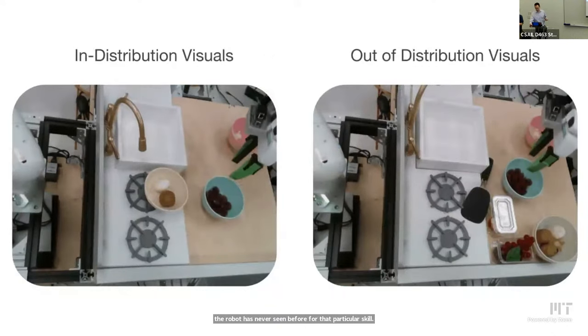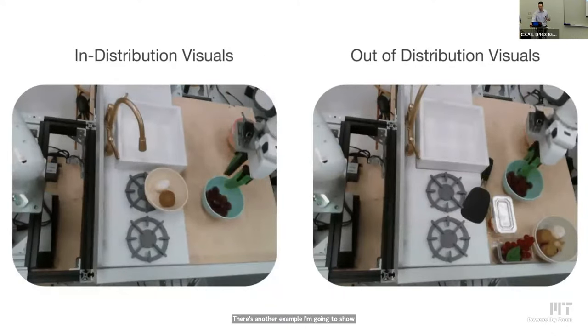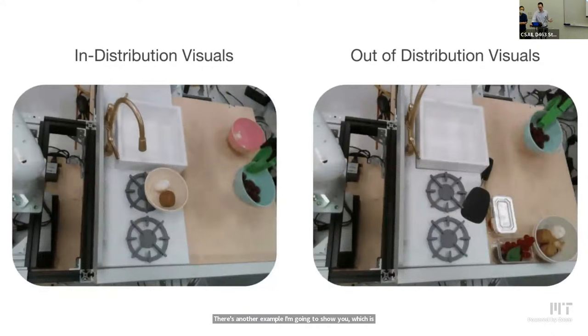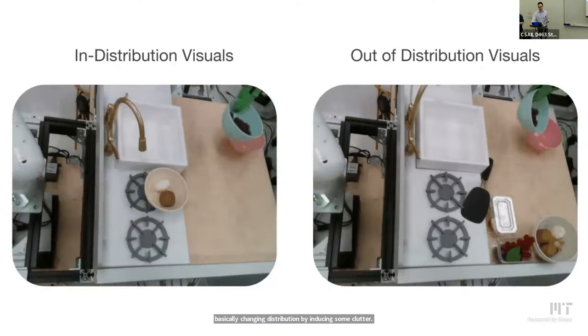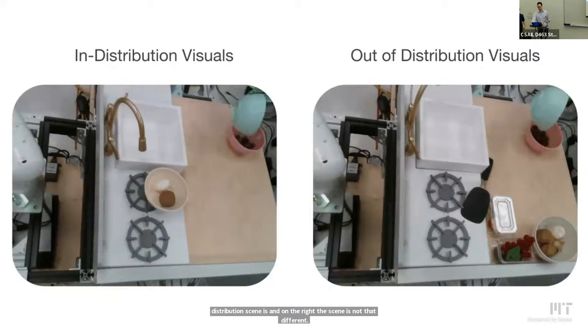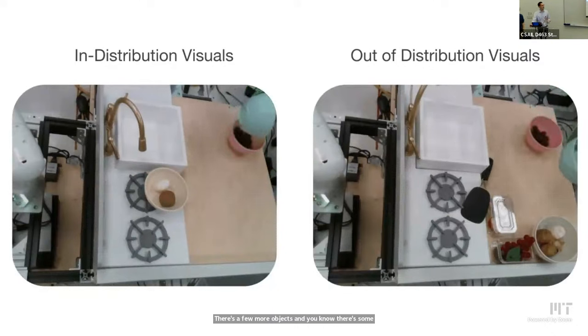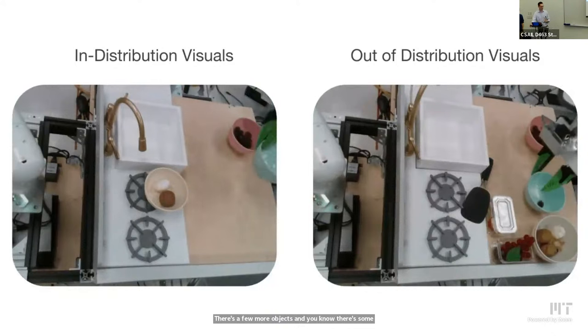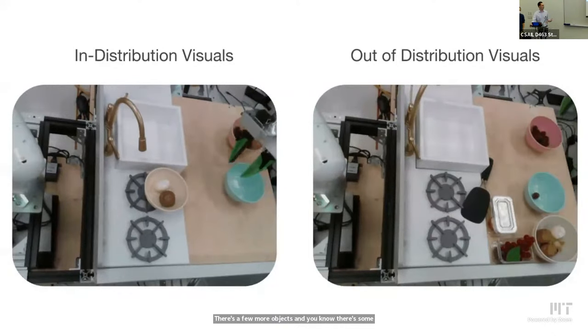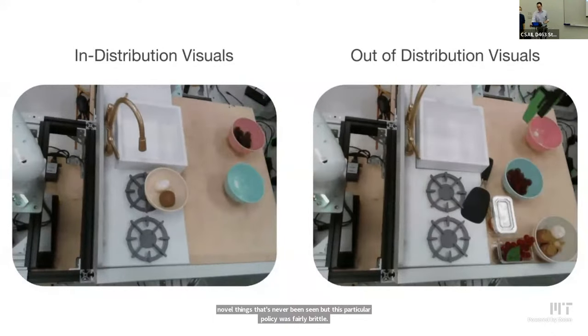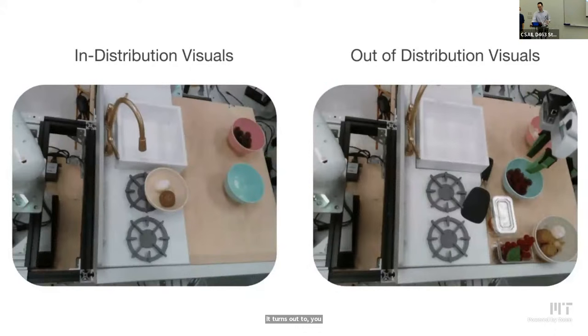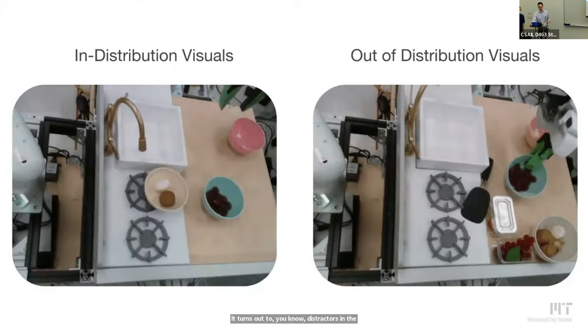There's another example I'm going to show you, which is basically changing distribution by inducing some clutter. Here on the left, you can see the in distribution scene. On the right, the scene is not that different. There are a few more objects, and some novel things that have never been seen, but this particular policy turns out to be fairly brittle to distractors in the environment. So this was a reasonably out of distribution scenario.